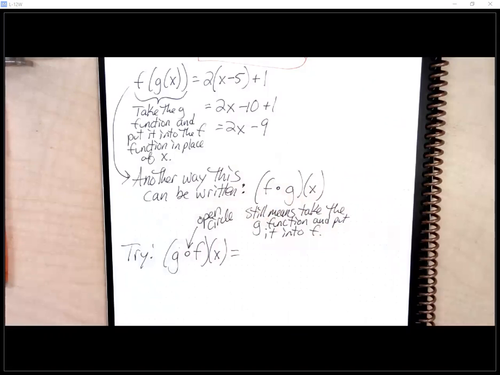So think about what this means. I'm now going to be taking the F function and putting it into the G. So take everything that F is, bring it over to the G function, and replace the variable in the G with whatever you see in the F function. Go ahead and try it, and then you can simplify if there's anything that combines. Everybody try it. Give it your best shot.